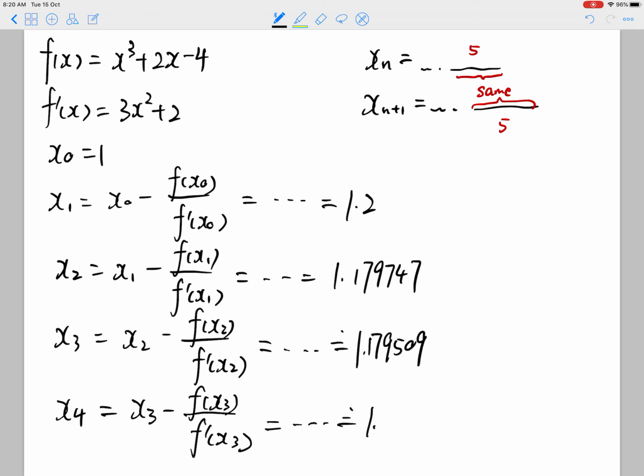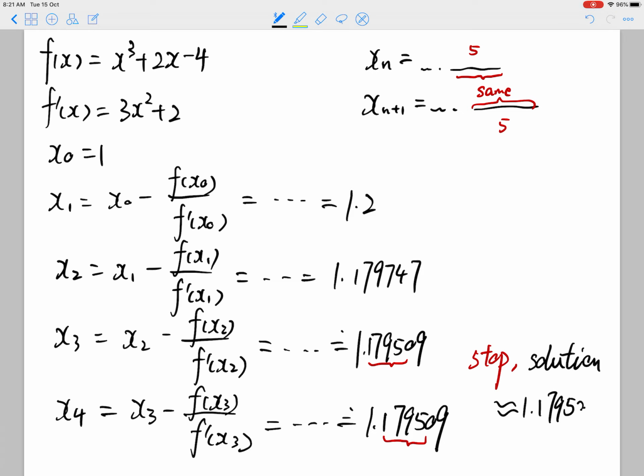Okay, it's 1.179509, right? So now the first 5 decimal places are all the same. So now we can stop here, and we say the solution is approximately 1.179509. Okay, so this is about Newton's method.